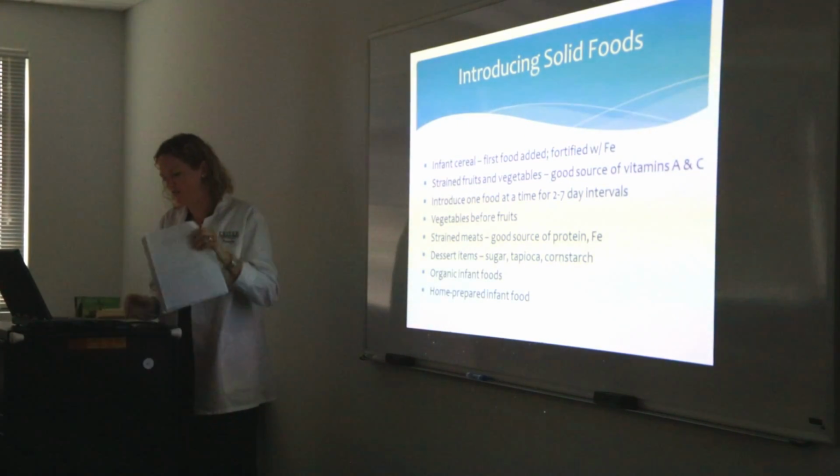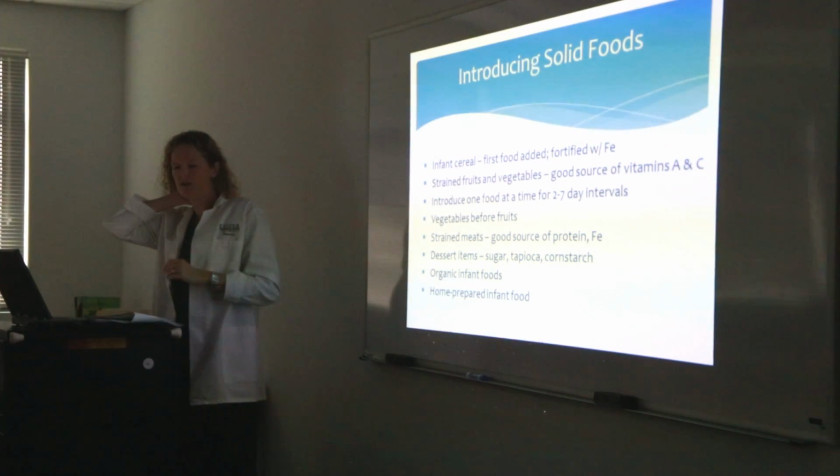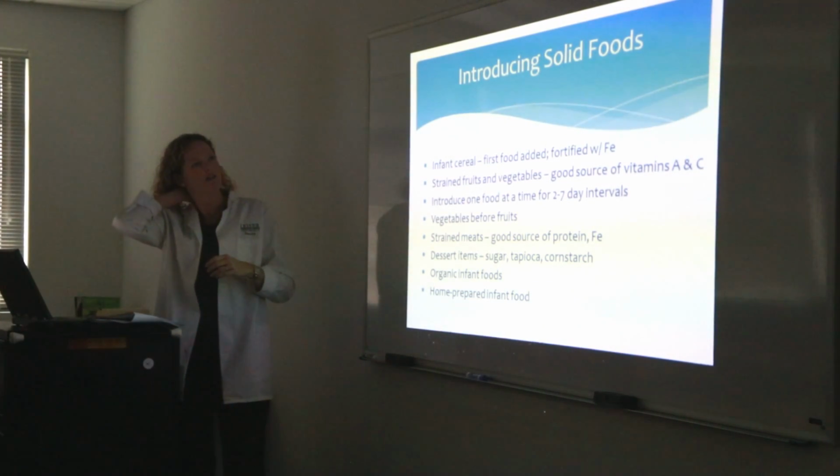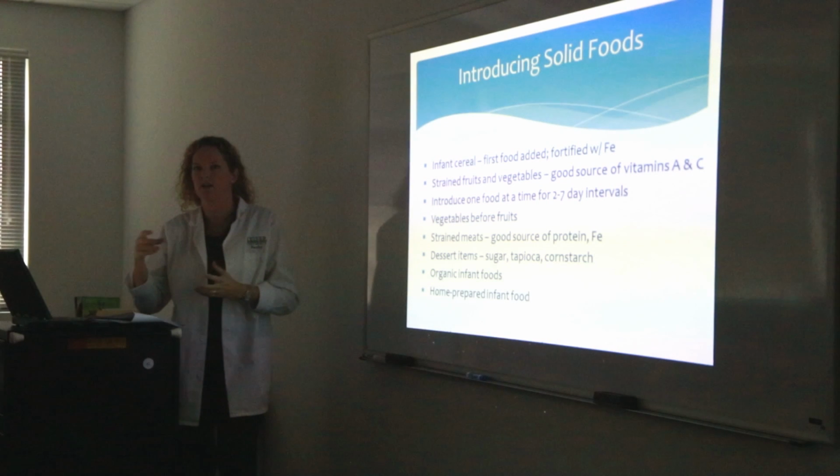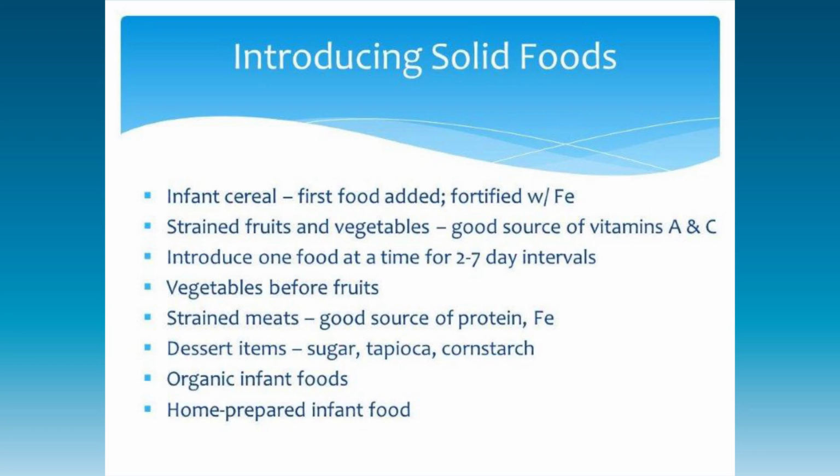Solid foods, the first solid food you want to introduce is infant cereal around 4 to 6 months. And you can mix that with formula or water. It's usually fortified with iron. You want to feed it by spoon, not in a bottle. Strained fruits and vegetables are next. Those are good sources of vitamins.